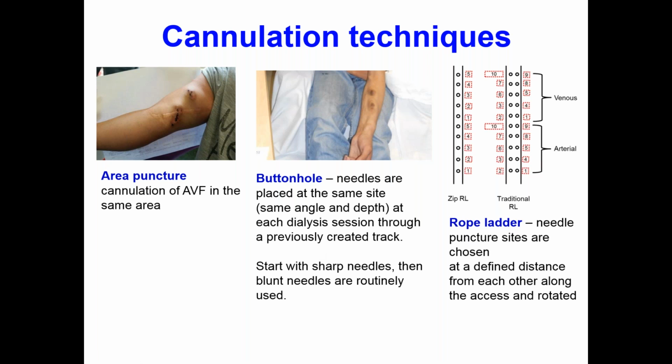Now, in a small pediatric fistula, where the whole length of the fistula may actually be 4 centimeters, you're unlikely to be able to successfully rope ladder. And what then ends up happening is, well, you hope to do this, but what you end up doing is actually area puncture. So we need to be very careful about the technique selected and ideally go with buttonhole where possible.